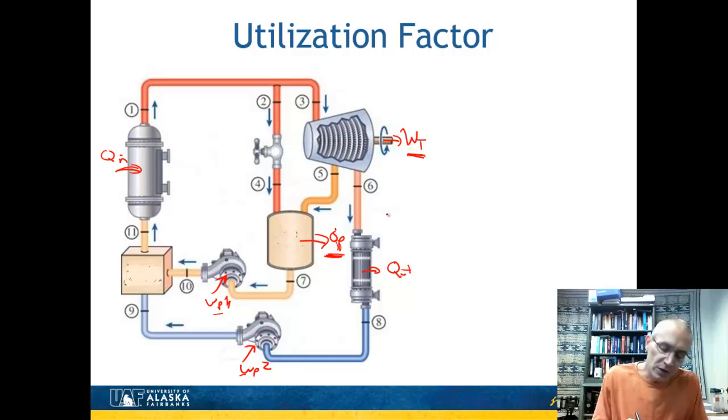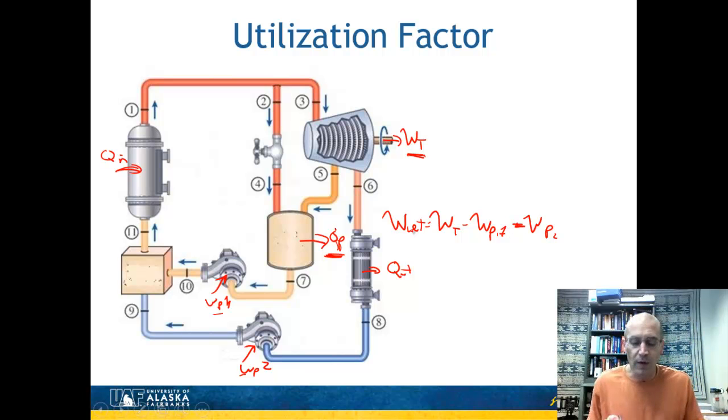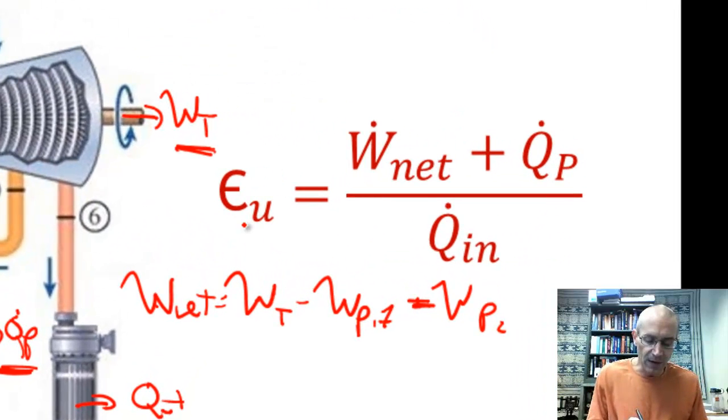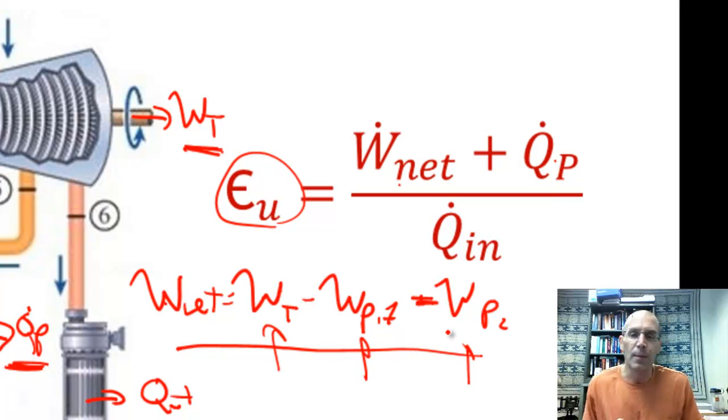So if we go ahead and talk about the net work right over there, it will be the turbine work minus the work of pump 1 minus the work of pump 2. That's the minus sign right there. That would be the net work. And so the desired is going to be the net work and the process heat. And that's what's called the utilization factor. So I have it written here using the notation of the textbook. And again, desired over required, W net plus the process heat over Q in. And again, to get the net work, it's easiest to just calculate the individual components of the turbines and the pumps.